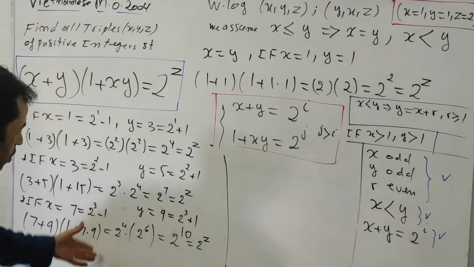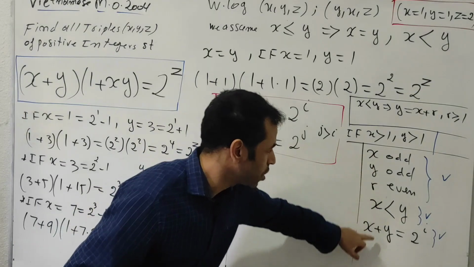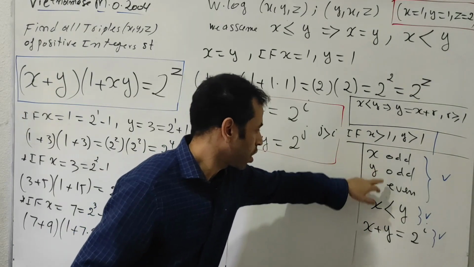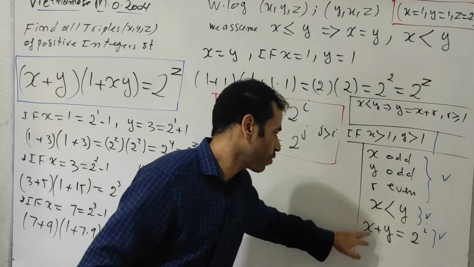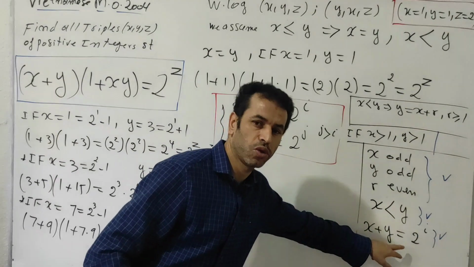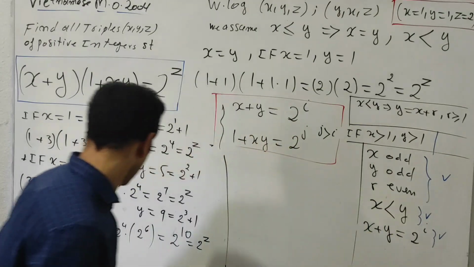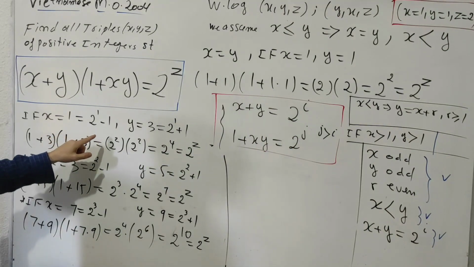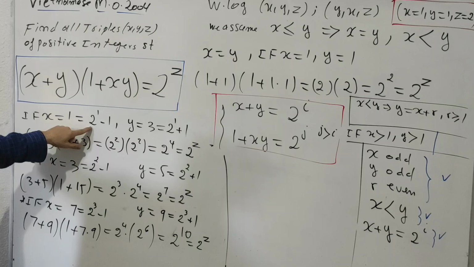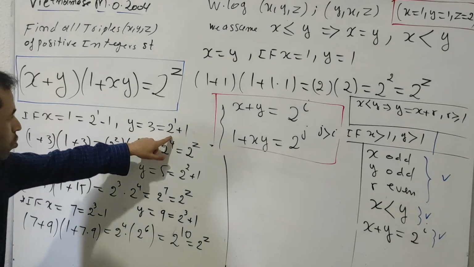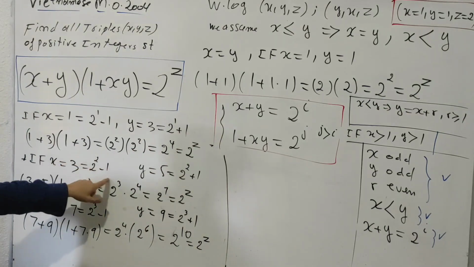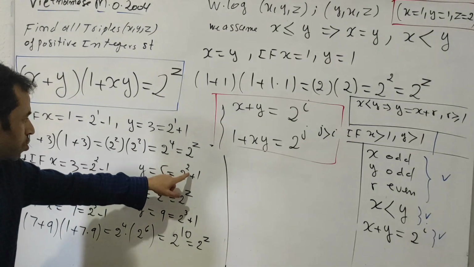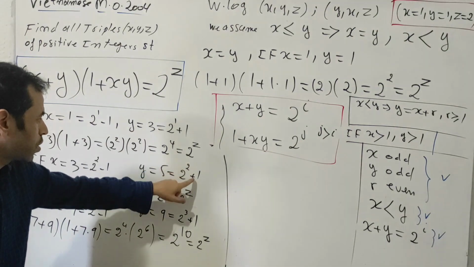I'm going to summarize this one. Since we have this information, x and y are odd, and we also know x is strictly less than y. We also know the sum of these two terms equals a power of 2. The following solutions are written in the same pattern. The first solution is written in the form x is 2 to the 1 minus 1, y is 2 to the 1 plus 1. The second one is written in the form x is 2 squared minus 1, y is 2 squared plus 1.